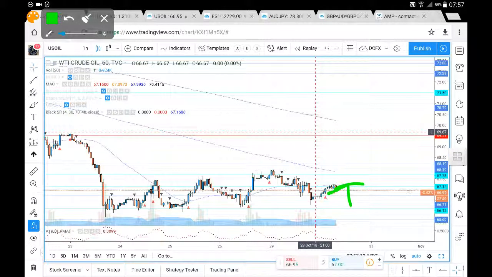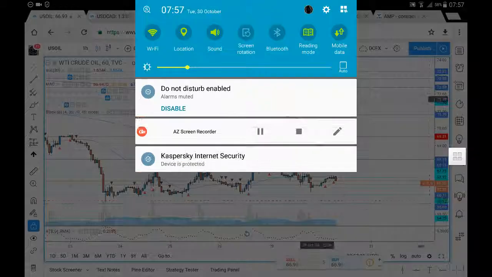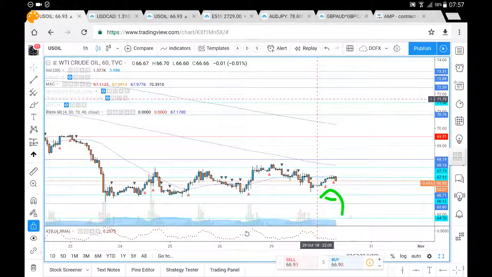If we do see a breakdown, looking for a move back down towards the 67.1, a successful break from which targets previous lows around that 66.12, a well-established level of support here on the US oil. And if we do fail to hold that 66.12, we're looking for a move down towards that 65.60. Beyond that, to the downside, we're looking for a move down towards that 64.75 here on the US oil.